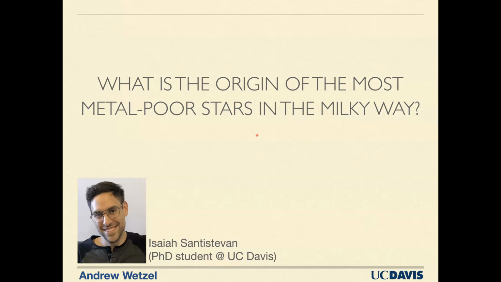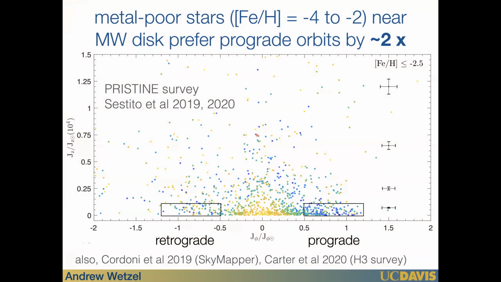Okay, so I'll move on to a slightly related question, Isaiah's second paper, which was targeted to understanding the very old stellar populations in the Milky Way. And it was motivated by a very interesting observation to emerge from the Pristine survey. So the Pristine survey is measuring metal poor populations across the Milky Way.